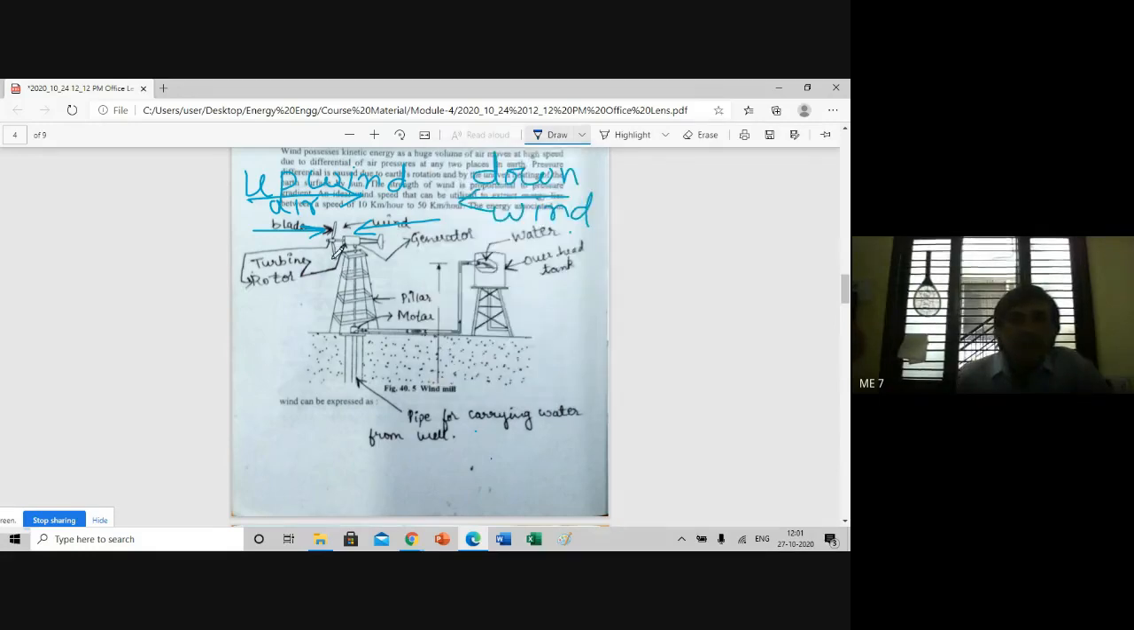Look at this, the rotor of the blade is rotating, and in this, the turbine and generator assembly is there. The generator generates the electricity through that electrical wire. The electricity is taken to the motor. This motor lifts the water. See this pipe for carrying water from the well. This is the well.